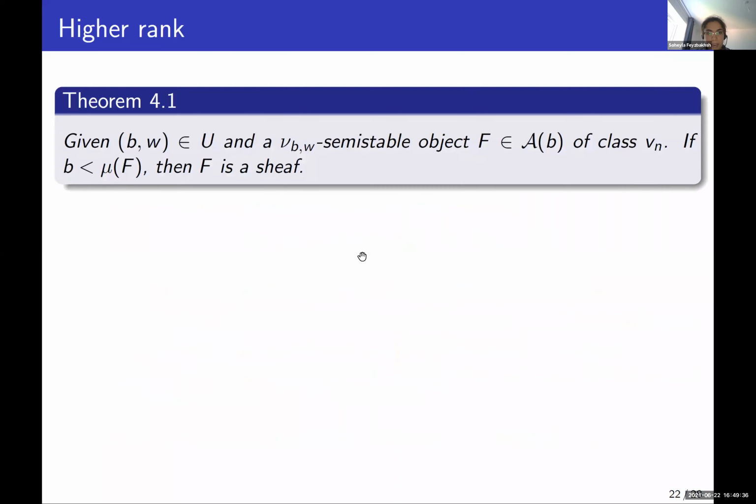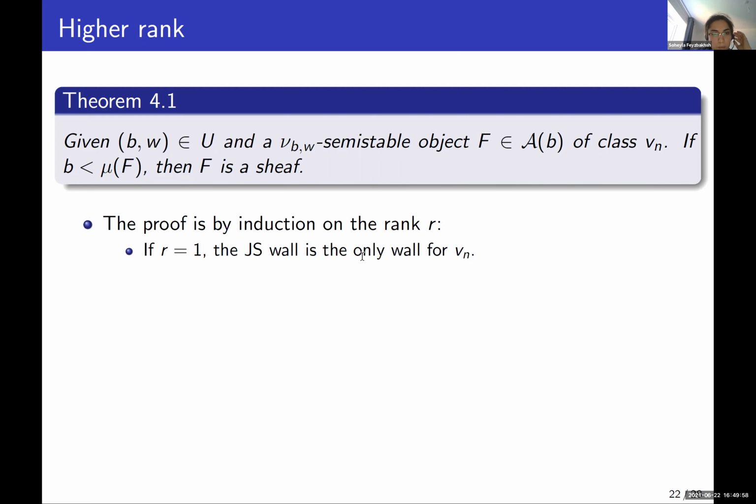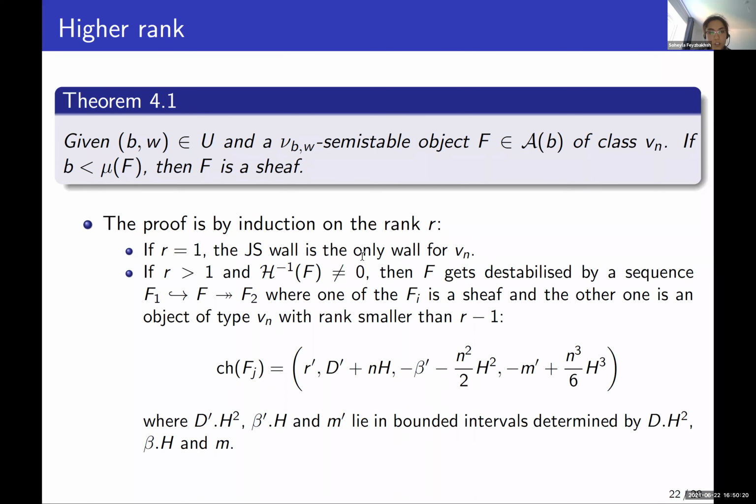So the first claim is that we can get rid of all of them, and there are no two-term complexes; they are all sheaves. So any Bridgeland-beyond-W semi-stable object of class Vn is actually a sheaf. So the proof. Let me just give you the main step of the proof. It's just by induction on the rank. If the rank is equal to one, then we have seen that the Joyce-Song wall is the only wall that we have. Above the wall, we only have tilt semi-stable sheaves of rank zero, and below the wall, there is no new beyond-W semi-stable object. So it's trivial for rank one.